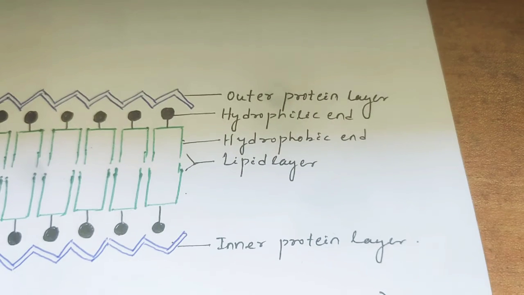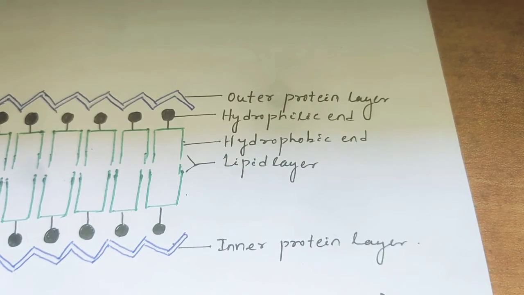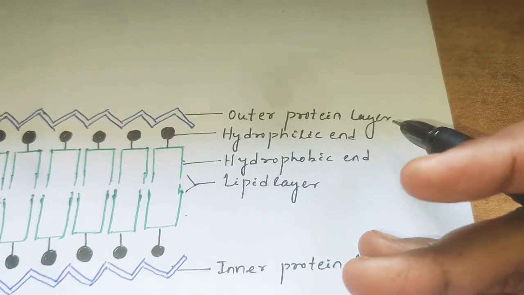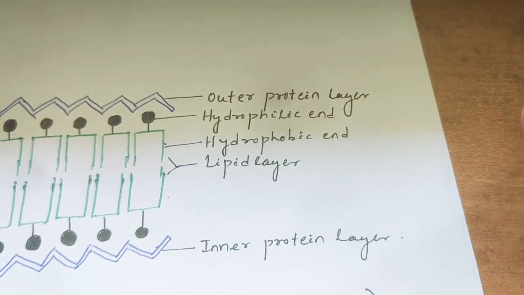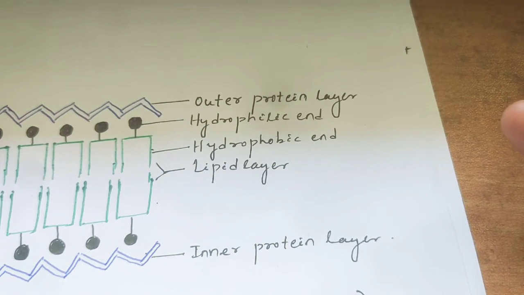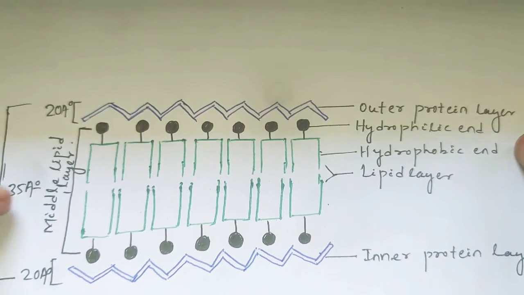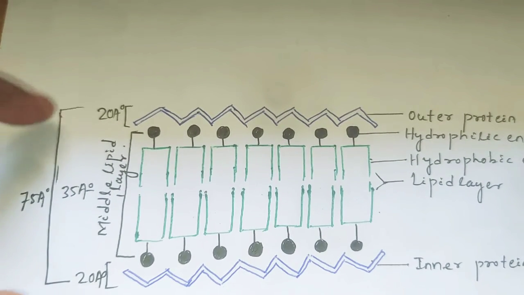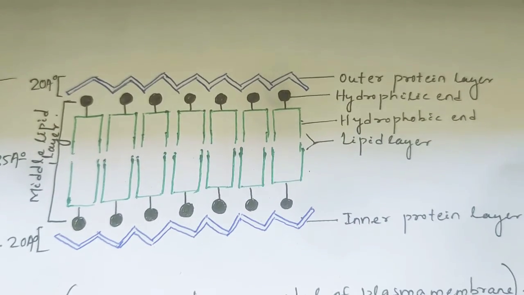But when we observe from the top view, what do we observe? The lipid layer seems like a single layer. That's why it is known as a trilamellar structure. Otherwise, it is 4 layers. Clear? Okay. Now about the thickness. The medial lipid layer is about 35 angstrom, and the sum total of these layers is 75 angstrom. Clear?